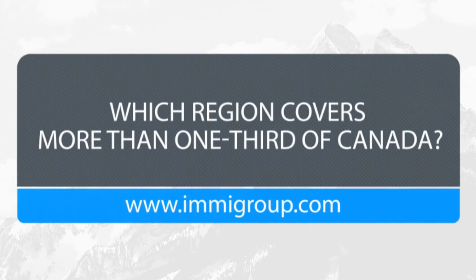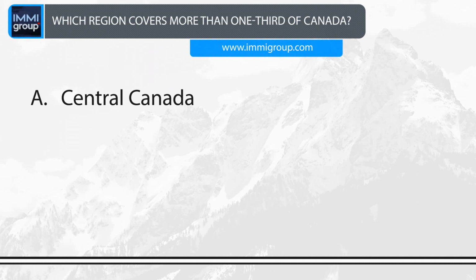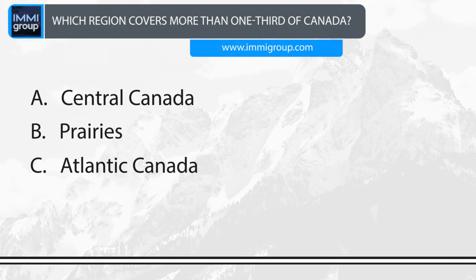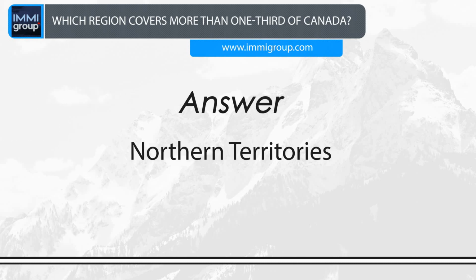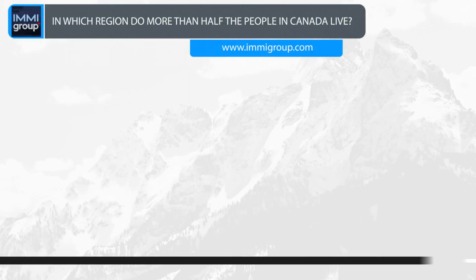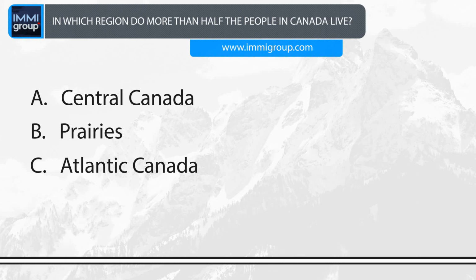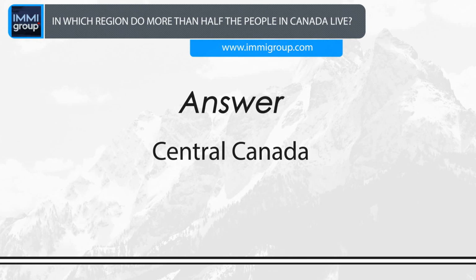Which region covers more than 1/3 of Canada? A. Central Canada. B. Prairies. C. Atlantic Canada. D. Northern Territories. Answer: Northern Territories. In which region do more than half the people of Canada live in? A. Central Canada. B. Prairies. C. Atlantic Canada. D. Northern Canada. Answer: Central Canada.